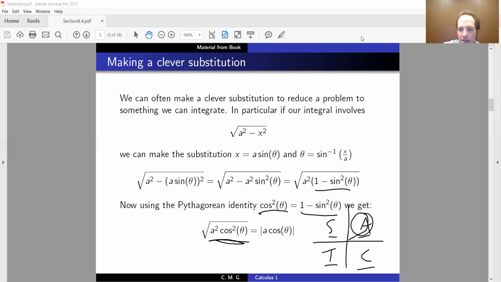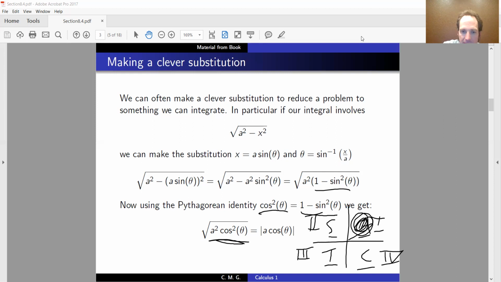All of the trig functions are positive in quadrant 1. In quadrant 2, only sine and cosecant are positive. In quadrant 3, only tangent and cotangent are positive. And in quadrant 4, only cosine and secant are positive. All the other ones are negative in those.